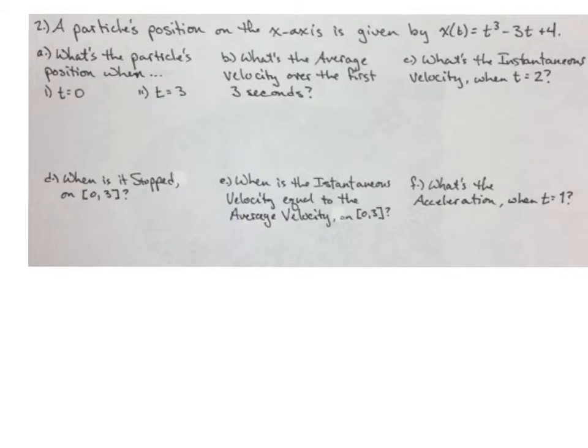Let's move across as we do this problem. So we'll do the top half and then we'll do the bottom half. So first, what's the particle's position when t equals 0? Well, we just have to plug it in, and that's obviously going to be 4. Same thing for when t is equal to 3. We just find x of 3, plug it in, and that'll obviously be 22.